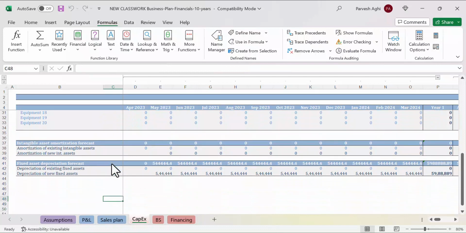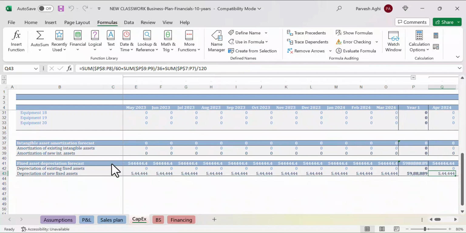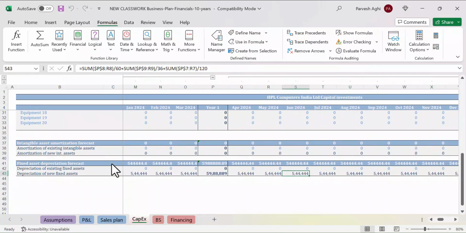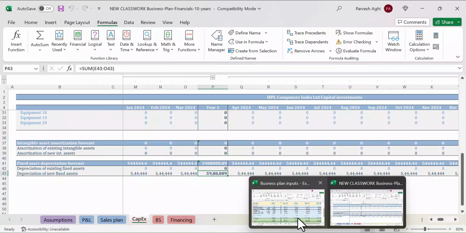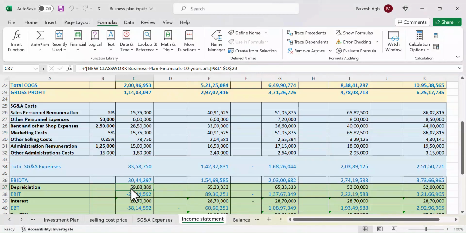At the bottom, if you go, you will have the depreciation figure. This is the depreciation on the new assets. Okay, fine. Now, for example, what is the total depreciation in the first year? 59,88,889. So you will find this figure automatically coming here. 59,88,889. Is that okay? Fine.